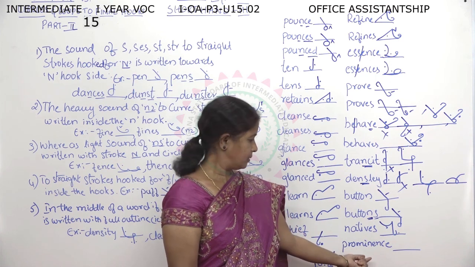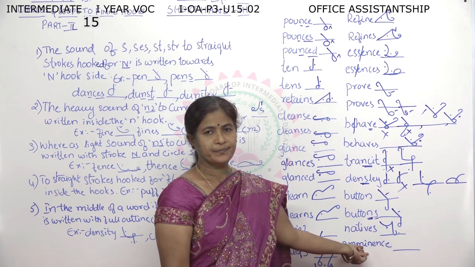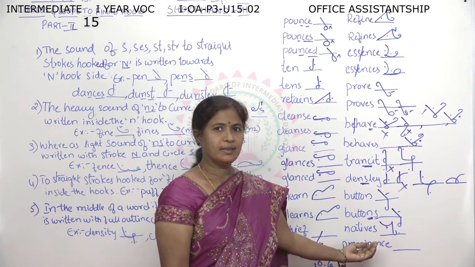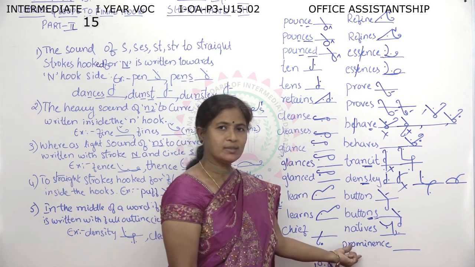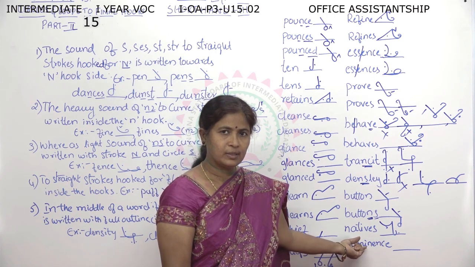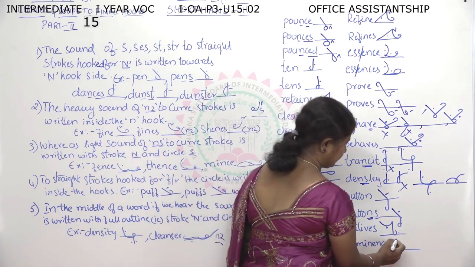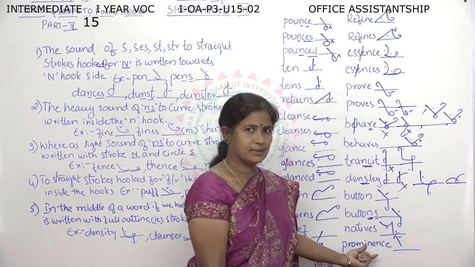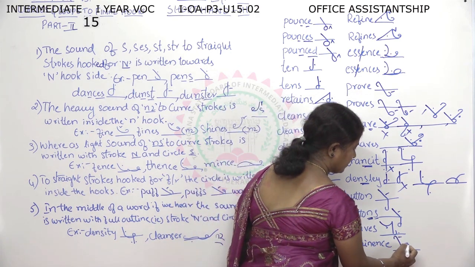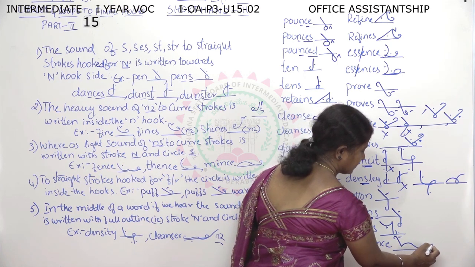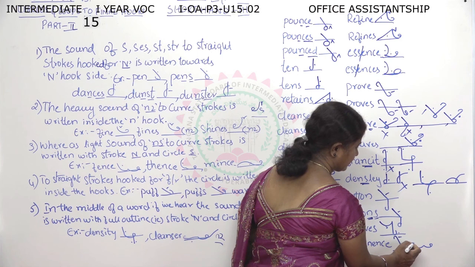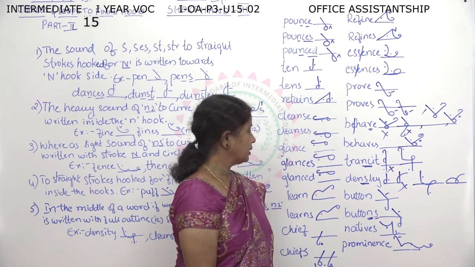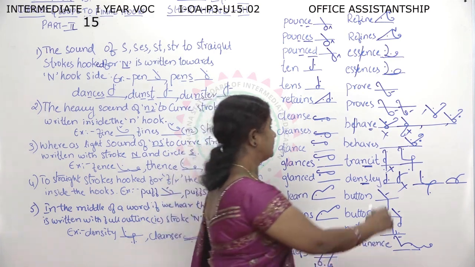How do we write prominence? How many strokes do we hear? Prominence. Initially we are getting the sound of per. Prominence.